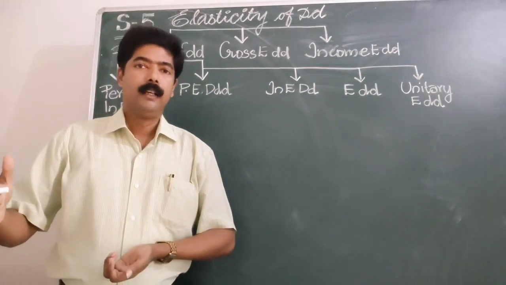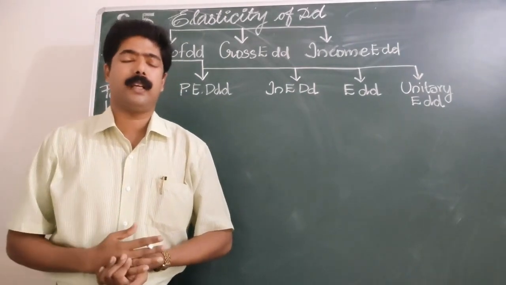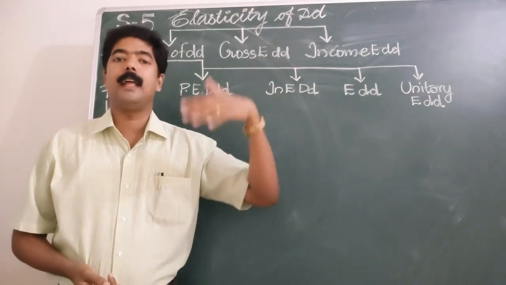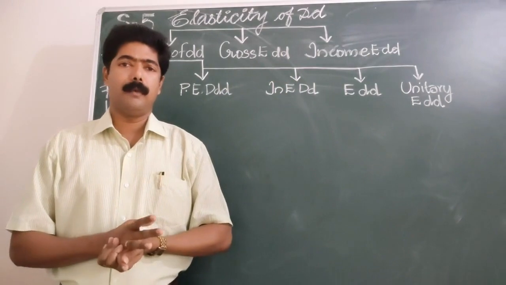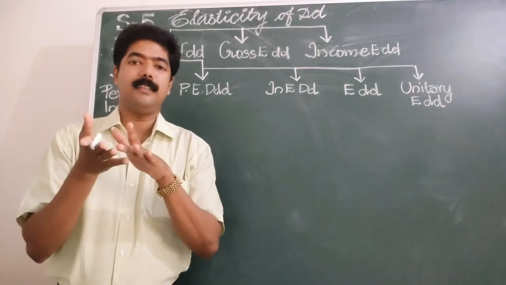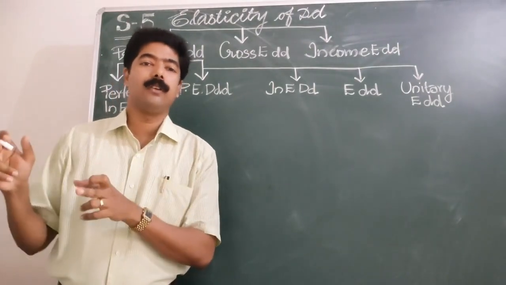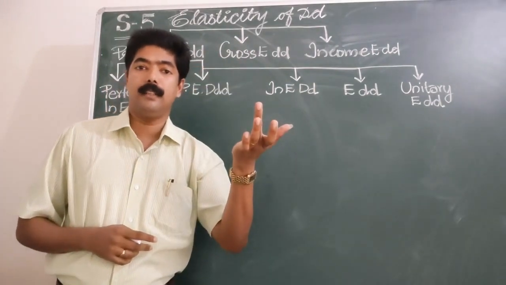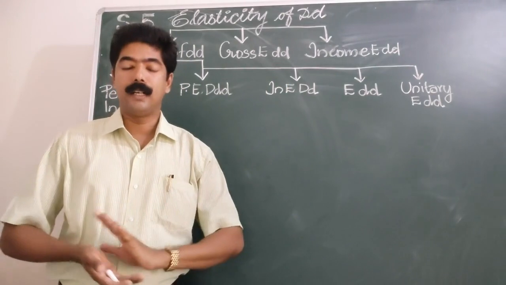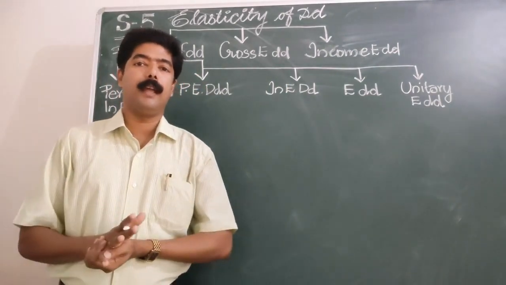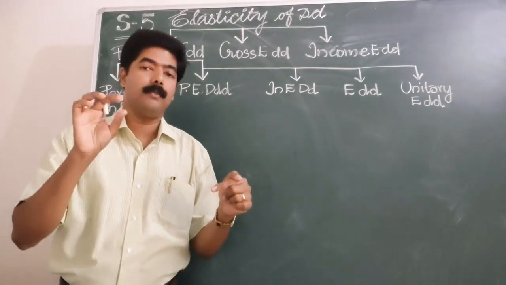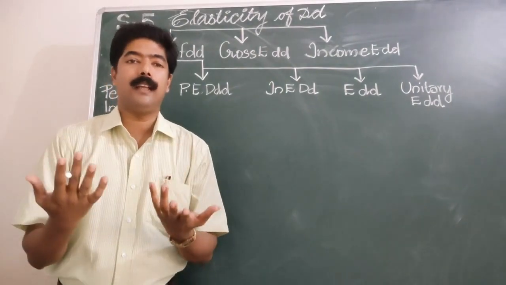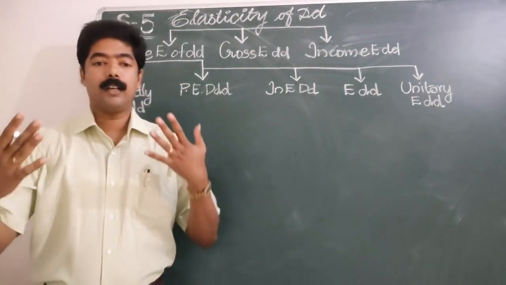We will study deeply. Suppose the initial price of a commodity is 100 rupees, and the price increases by 10%, to 110. Then by what percentage does the quantity demanded change? Is it 10%, less than 10%, greater than 10%, or equal to 10%? This relationship between the percentage change in quantity demanded and the percentage change in price is known as price elasticity of demand.